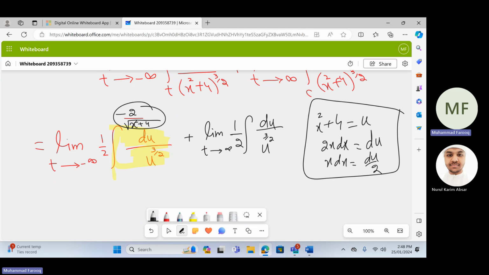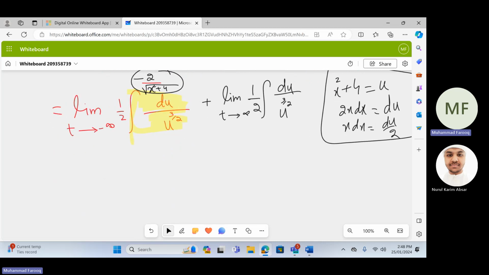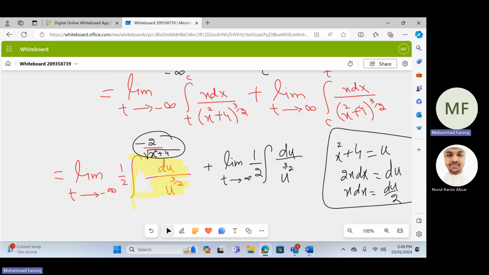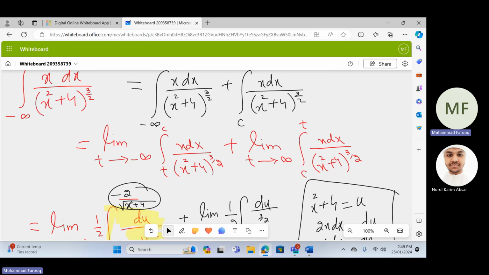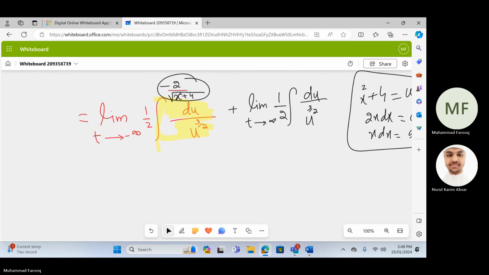Understand? Good. So now I put this answer here with the limits. We have the same answers, but the limits are different. The first one is from where to where? The first one is t to c, the other is c to t. So be careful.